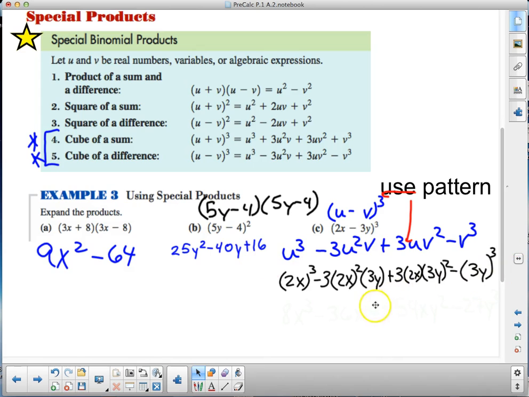Now after I got everything placed, I'm just going to go for it and get it done. I've got 8x cubed minus 4x squared times 9, which is 36x squared y. I've got 2 times 9 times 3, 54x y squared, minus 27y cubed. Now, I'm really doing that just to make sure that I've written down the right things for you guys in notes, but it doesn't hurt for you to see the evaluation either. I hope this is going well with the special binomial products.